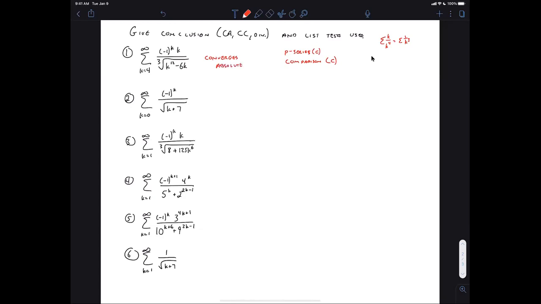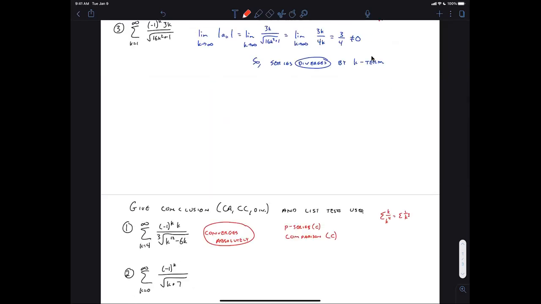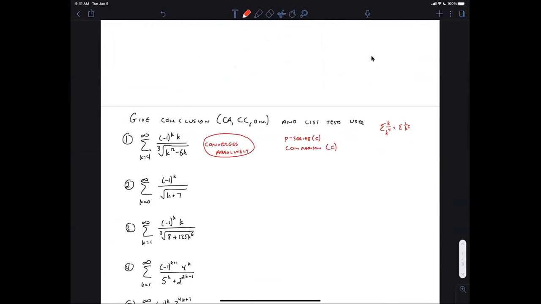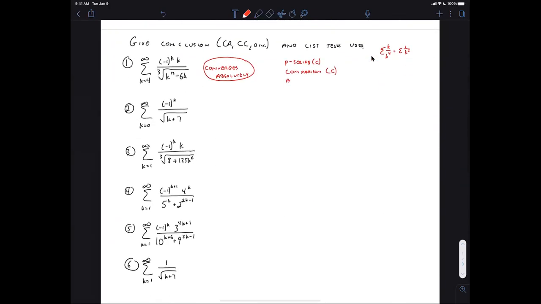And the rationale for that one, the one on the far left, like up here when we're doing the 3 columns, the rationale for the one over here, converges absolutely, is the absolute convergence theorem.